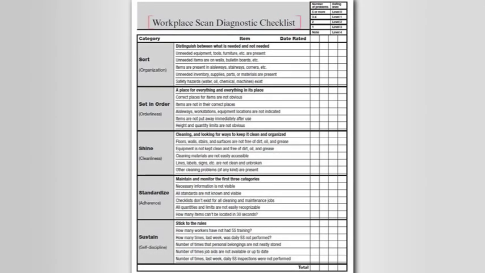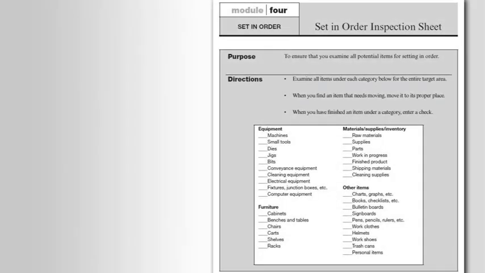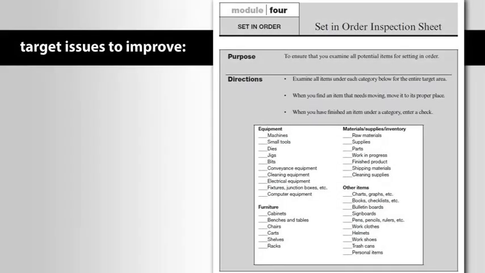You should also review the workplace scan diagnostic checklist to see where your orderliness weaknesses are. The checklist is available in the resources section of this course. The second step in setting in order is to target the issues to improve. Use the set in order inspection sheet found in the resources section of this course to perform this task.